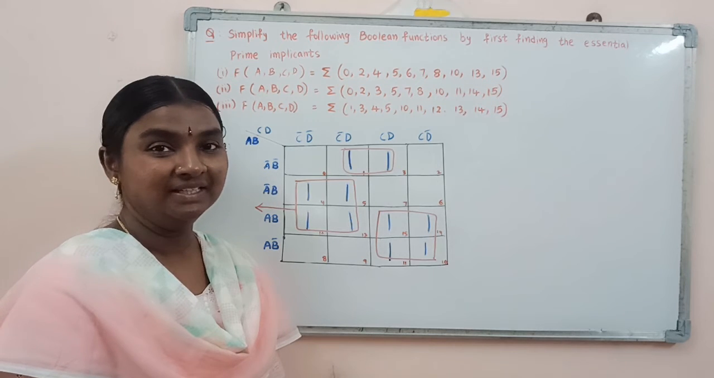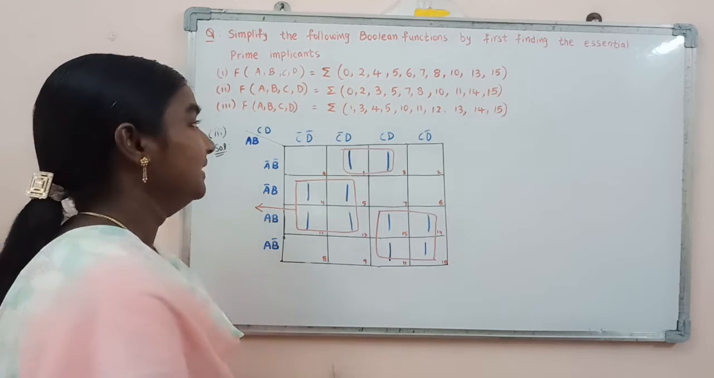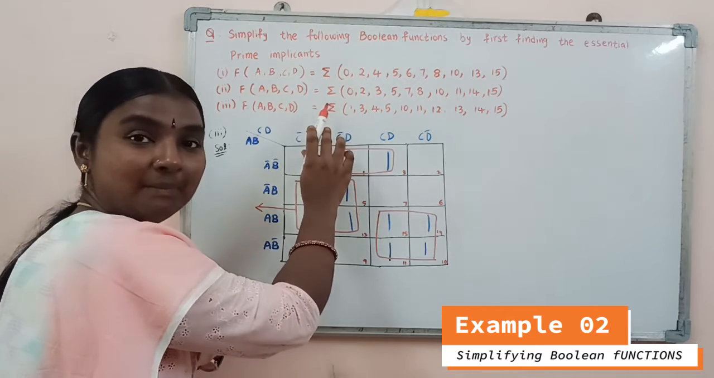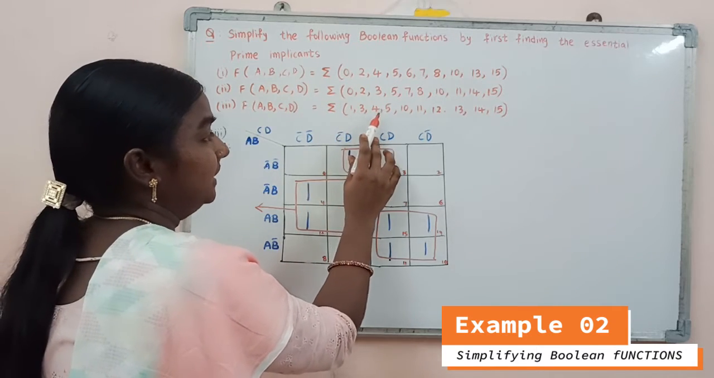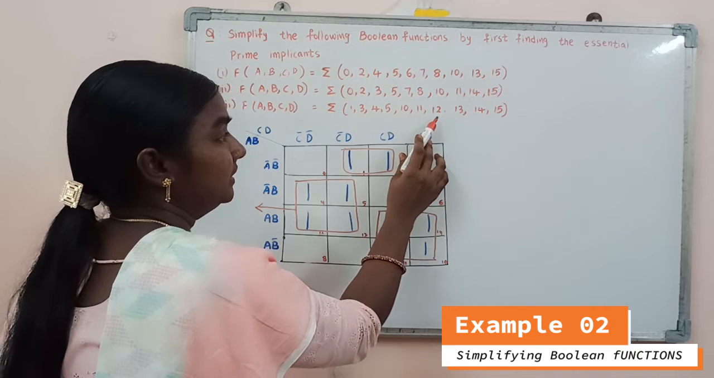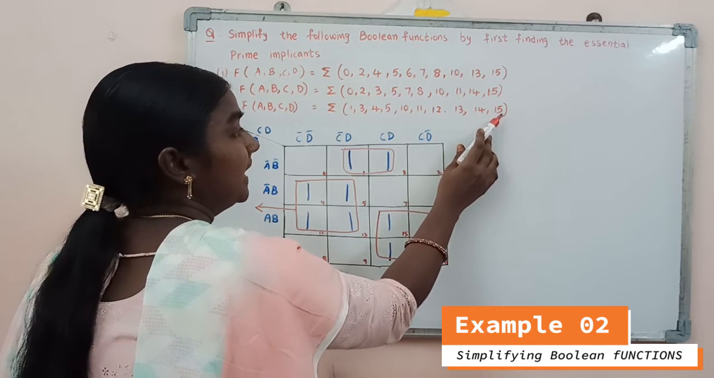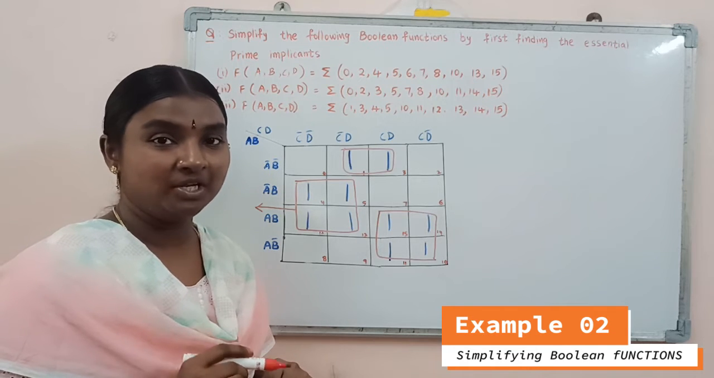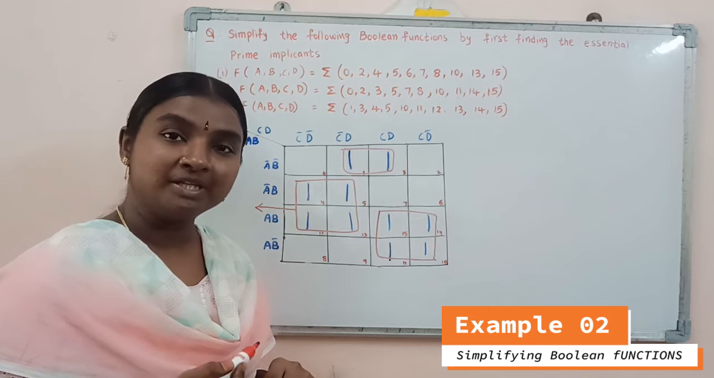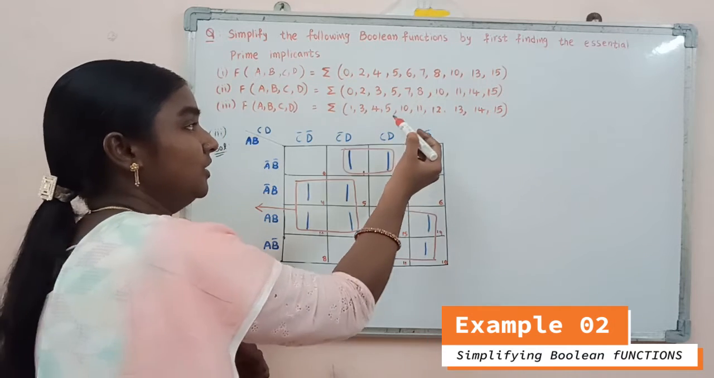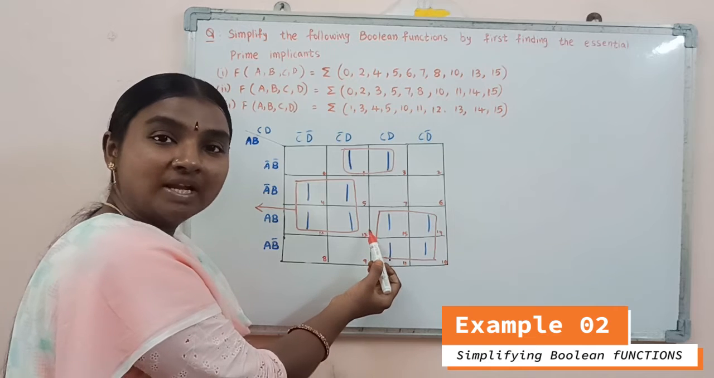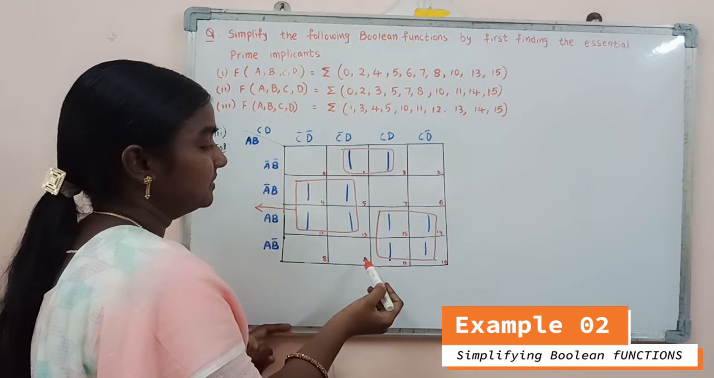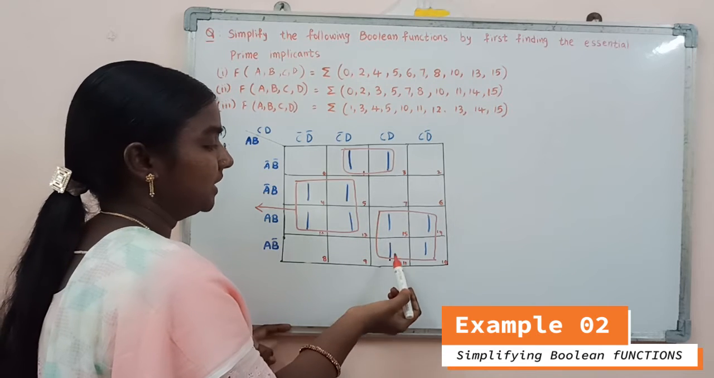Now we will simplify the third function also, that will be function of A, B, C, D is equal to sum of minterms 1, 3, 4, 5, 10, 11, 12, 13, 14 and 15. To simplify this function, we need to consider a 4-variable Karnaugh map, and whatever the minterms mentioned in the function, for all those minterms we need to assign ones in that respective cell. Whatever the minterms mentioned in this function, we assign 1 in those respective places.